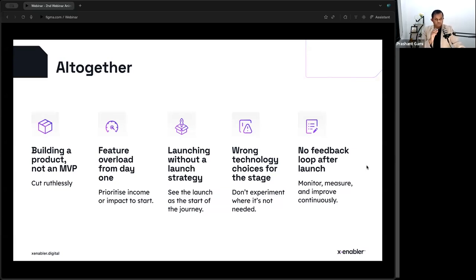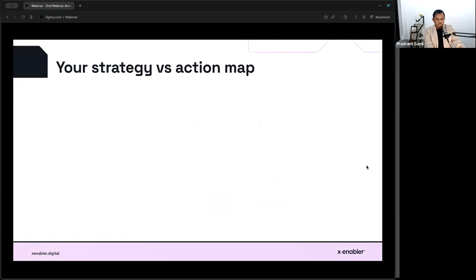And make sure there is a feedback loop. Monitor, measure, and improve continuously. So your version 1 is not the end game. It's a start. You have a long way to go. Most businesses, if you look at IBM or Nokia or anyone, took 50, 60 years to actually make an impact. So it takes a long time for a business to make impact and become successful. And that's what I'm going to talk about next, the journey.